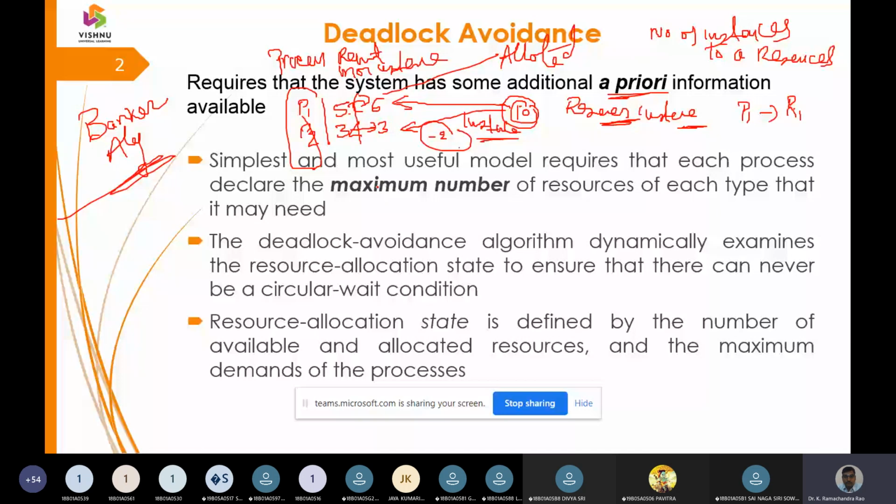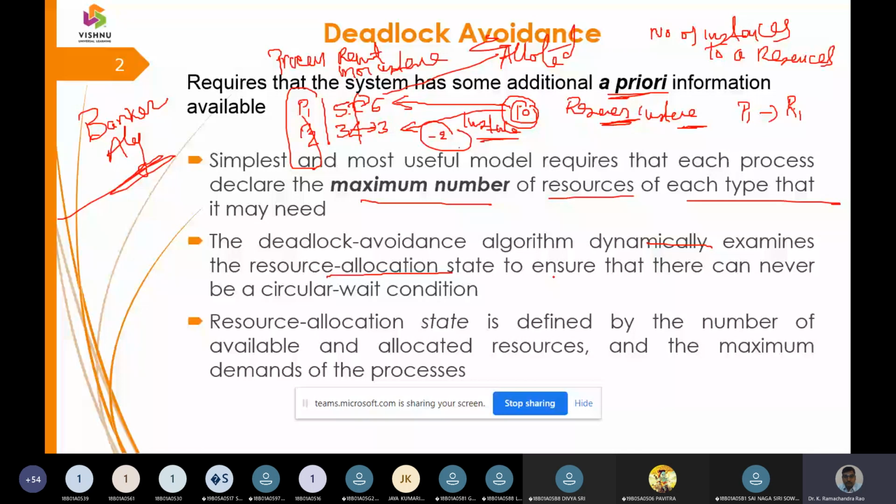So we are going to call here the maximum number of resources for each type. So we need to build a model, and that model is going to be built up with the banker's algorithm. We have a deadlock avoidance algorithm, which is going to be generated dynamically. It examines the resource allocation state, and it ensures that it will never fall into a circular waiting condition.